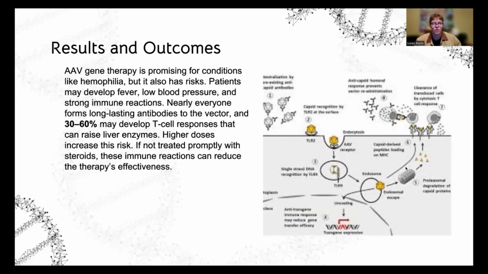They may develop some fever, low blood pressure, and strong immune reactions because this is a virus after all, and our bodies do reject it if it is feeling threatened or trying to take over. With long-lasting antibodies to the vector, 30 to 60% of patients develop T cell responses that can raise the liver enzymes, and with higher doses, we do have a higher risk. And if it is not treated promptly with steroids, basically, these can reduce the therapy's effectiveness.